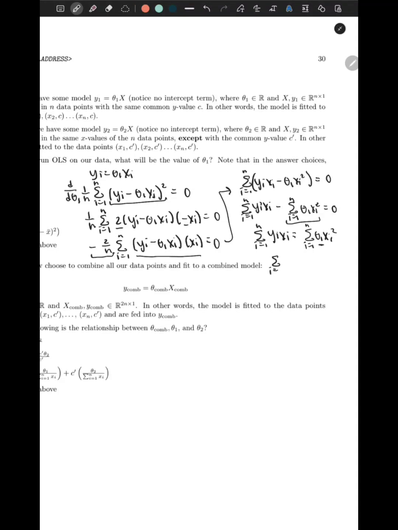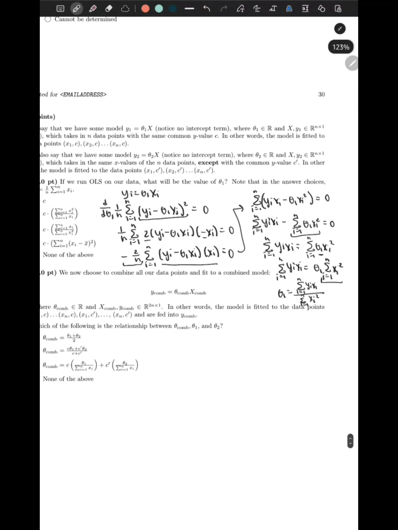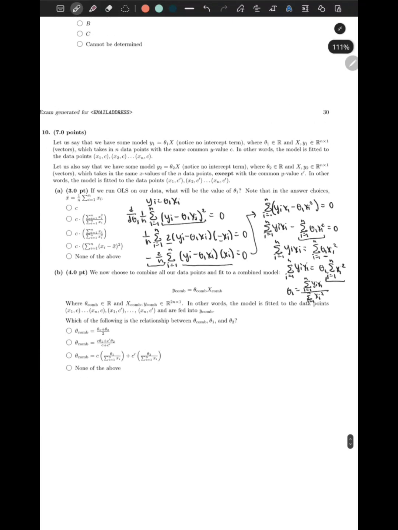So I get the summation of i equals 1 to n of yi xi, which is equal to theta 1 times the summation of 1 to n of xi squared. Now if I divide the left hand side of the equation by this summation, I'll get the summation of i equals 1 to n of yi xi over the summation of 1 to n of xi squared. Okay, so normally this is where we stop with our expression and solving for theta.